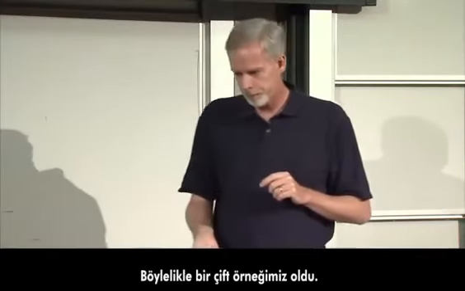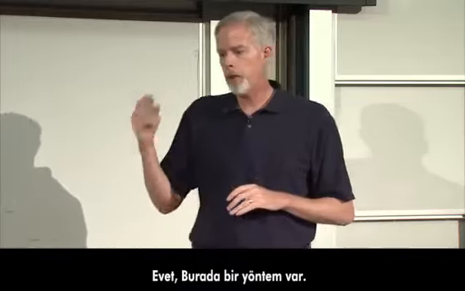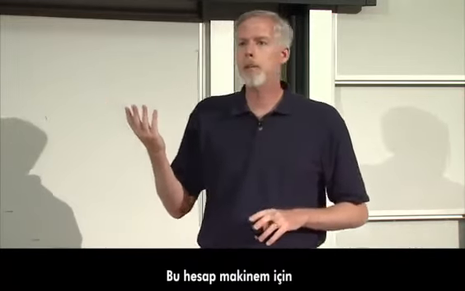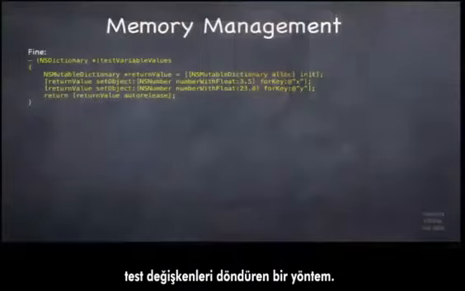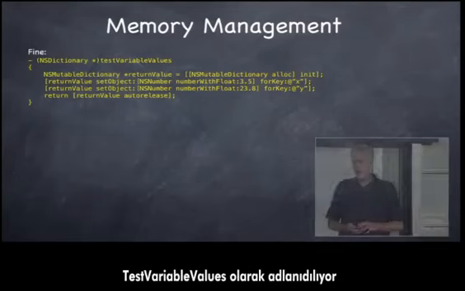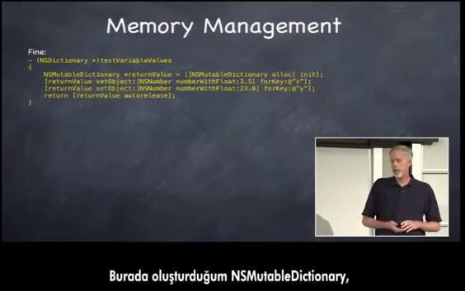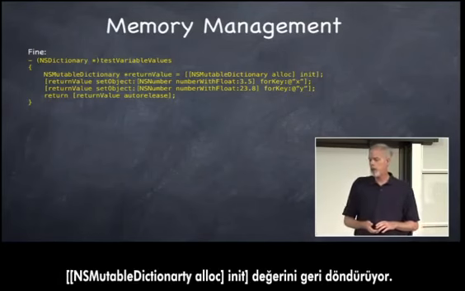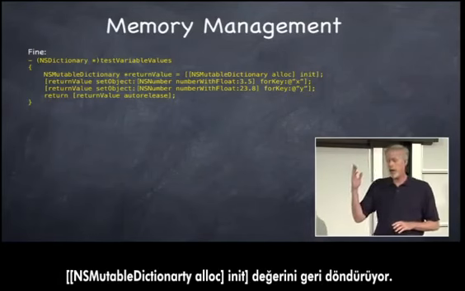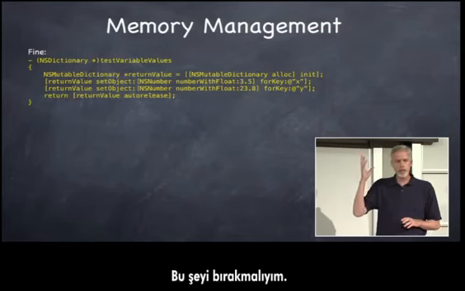So here's a couple examples. Here's a way I have, this might be the method that returns the test variables for my calculator. It's called test variable values. It returns an NSDictionary. And the way I create it is I say NSMutableDictionary *returnValue = [[NSMutableDictionary alloc] init]. The alarm just went off. I've got to release this thing.